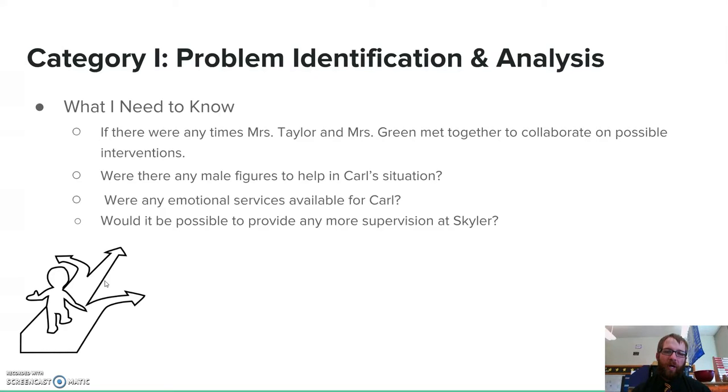And then if there's any possible, any more supervision that could be possible at Schuyler Elementary. It just sounds like they're really thin, and finances are probably a huge deal there, but seeing if they could help out at all with any other adults, that could help.